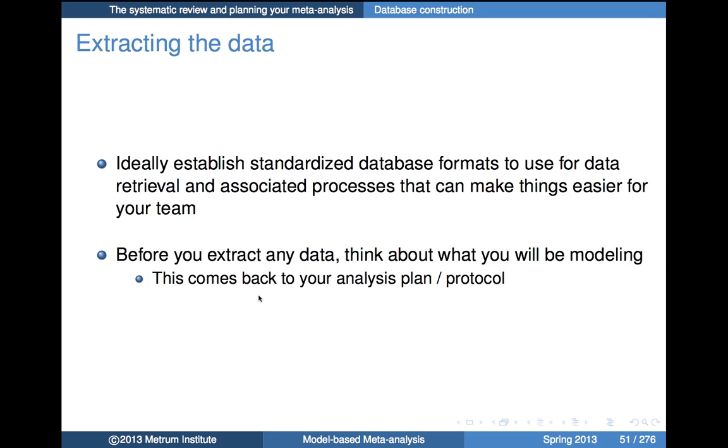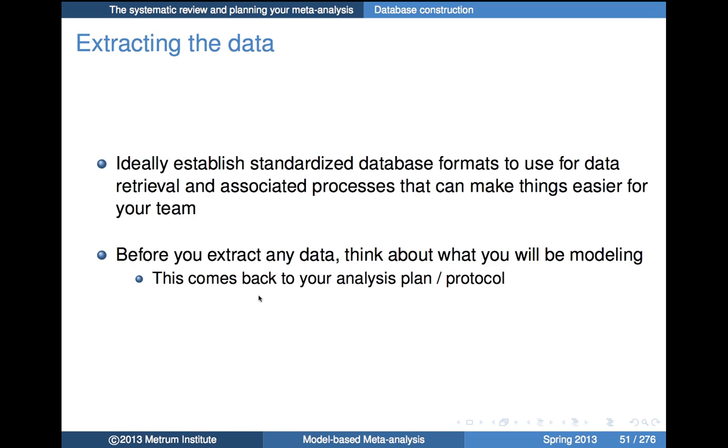Of course, once we've got the papers, then the next step is to extract the data. Ideally, you'd have some standardized database formats to use for the data retrieval, and then processes for utilizing those databases. And of course, before you do any extracting of your data, you want to think about what you're going to be modeling to make sure that you're extracting the right kinds of data.